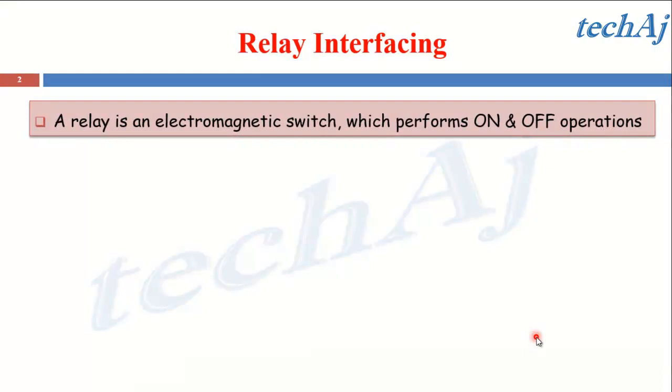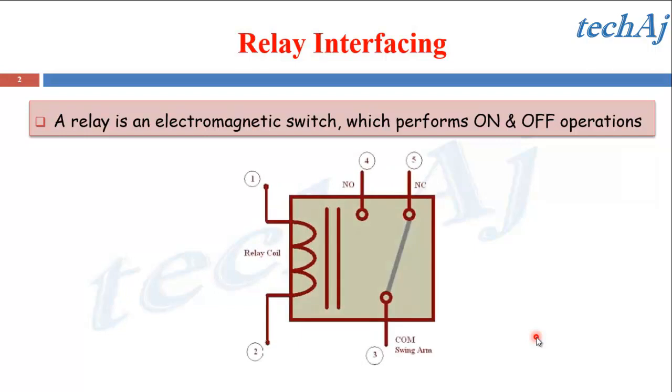A relay is an electromagnetic switch which performs on and off operations. Here, we can observe the pin configuration of a relay. Generally, a relay consists of an inductor coil, swing arm, and two high power contacts named NC, that is normally closed, and NO, that is normally open.